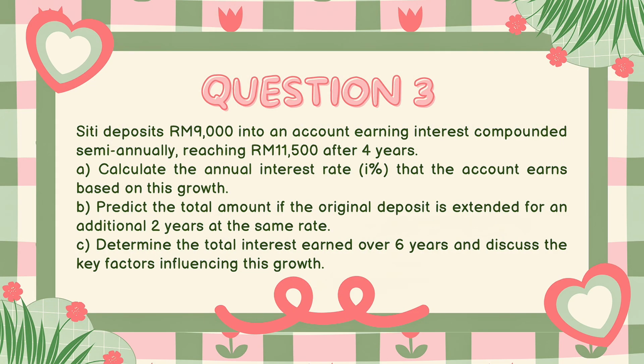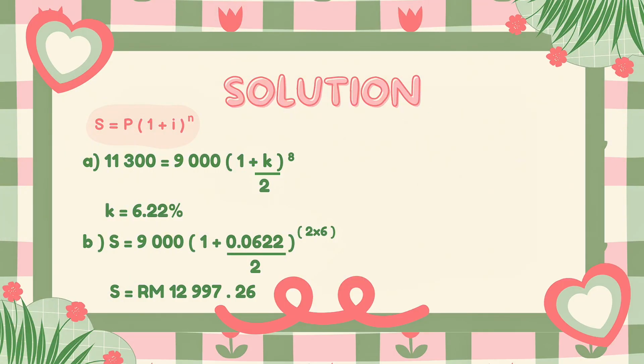For question B, we need to predict the total amount if the original deposit is extended for an additional 2 years at the same rate. Originally we used 4 years, but now we need to use 6 years. So we just use the same formula, which is S equals P(1 plus i) to the power of n. So S equals 9,000 in bracket 1 plus 0.0622 over 2 to the power of 12. So the answer will be 12,997.26 ringgit.